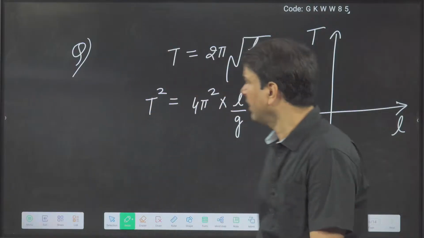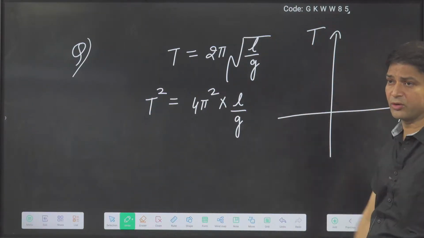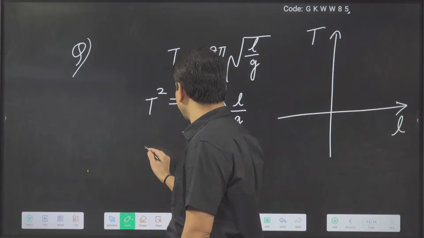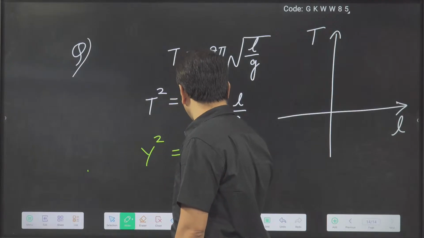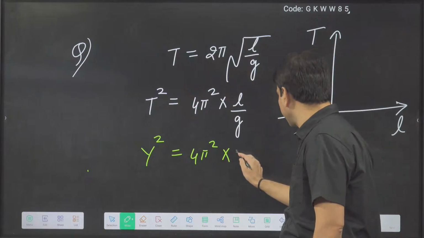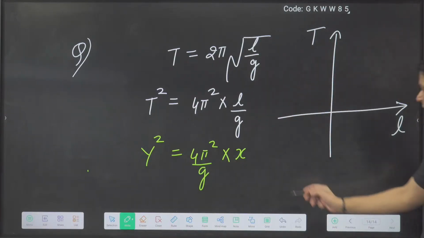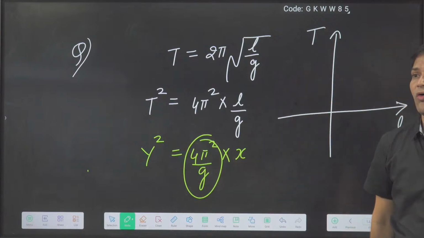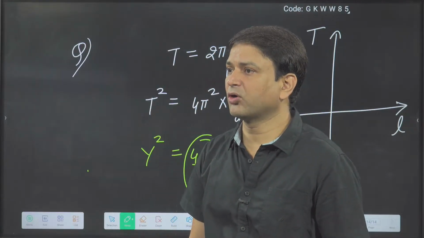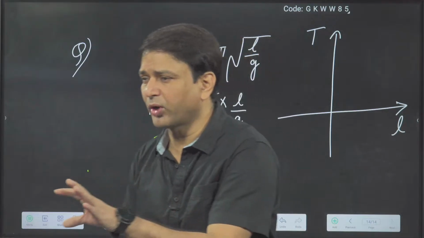Now T I am plotting on the y-axis, and L I require on the x-axis. So T I will replace by y, so y square is equal to 4 pi square, and L I will replace by x, upon G. Now you can see this whole quantity is a constant. Y square is equal to cx. Did everybody get it or not?